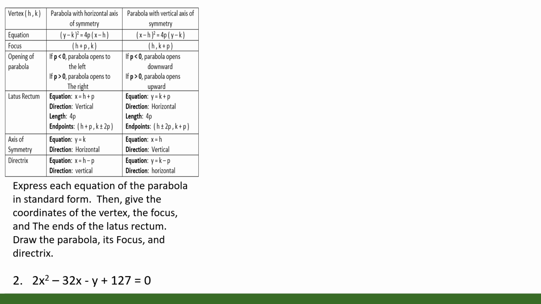Example number 2, 2x squared minus 32x minus y plus 127. This time, we will transpose negative y on this side, so as positive y. It is now 2x squared minus 32x equals y minus 127. Okay? So if you notice, 2 and 32 have a common factor, that is 2.